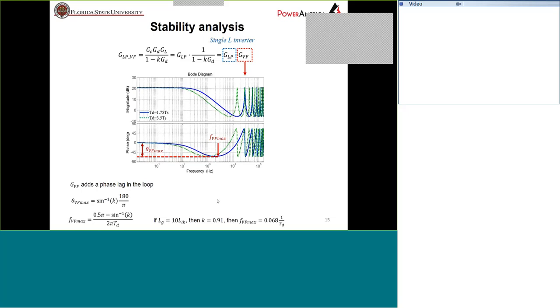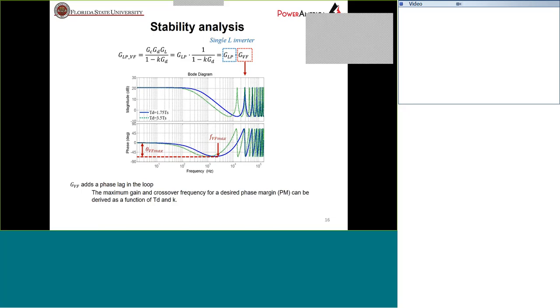which tells an interesting story: in silicon carbide inverters, we usually think the delay is not a big issue because the switching frequency is increased, so the delay should be smaller. But with this weak grid effect, the phase lag of this delay has been moved to a low frequency domain. We can see that if the LG is 10 times the leakage inductance, then we have K equal to 0.91. Then we will have this GVF max happen at 0.068 of 1 over TD. That's the effect of the weak grid.